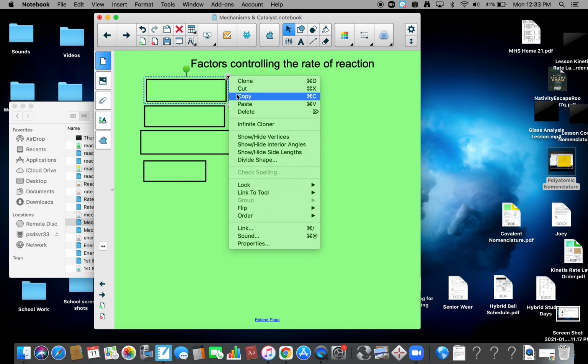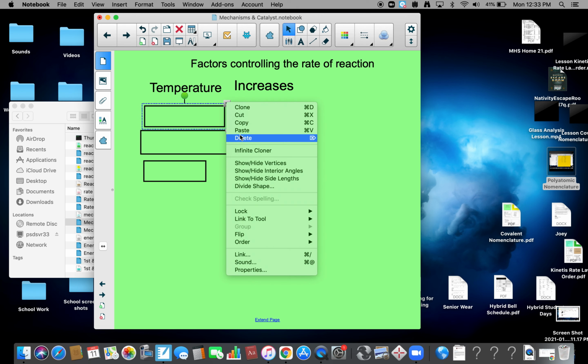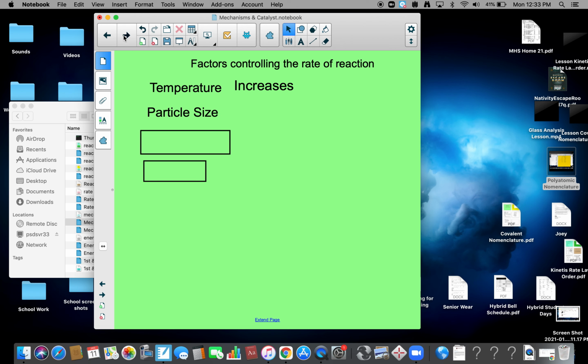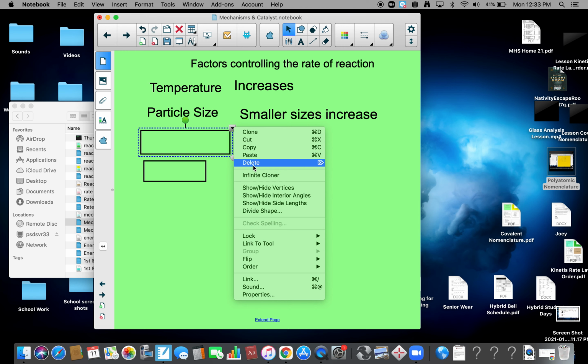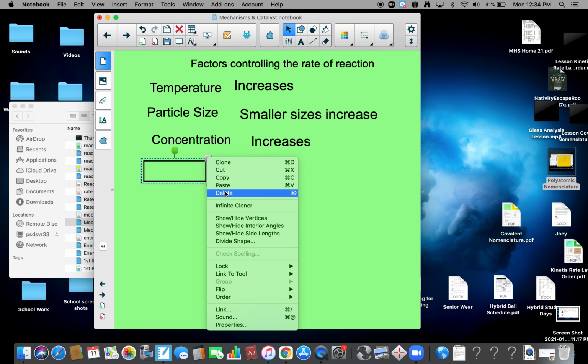All right, now, we do have four factors that affect rate of reaction. The first one is temperature. As we increase temperature, the rate of reaction increases. The second is particle size. As particles get smaller, the reaction rate increases because there's more surface area for the reaction to take place on. Third is concentration. As we increase concentration, reaction rate increases. And the last is something called a catalyst.